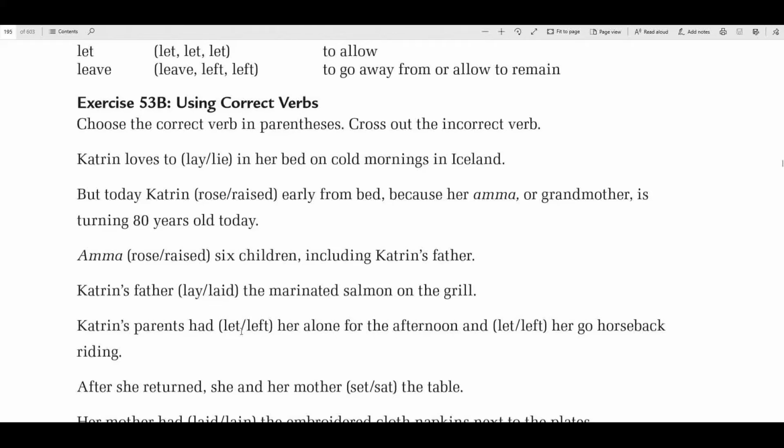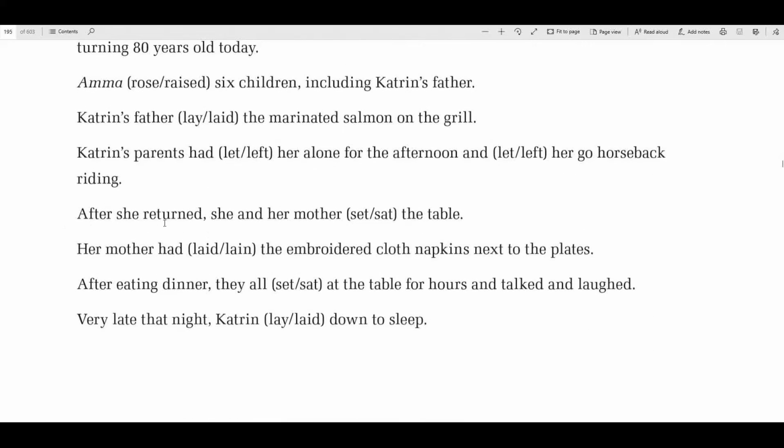That one, we just know that one, so mark out let. Left her alone for the afternoon and let her go horseback riding. So you'll cross out let here and left here. This one was easy. It just kind of makes sense that way. After she returned, she and her mother set the table. So mark out sat.